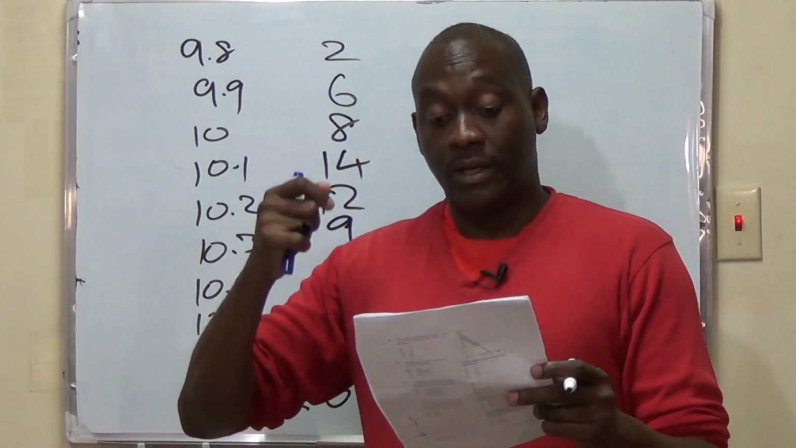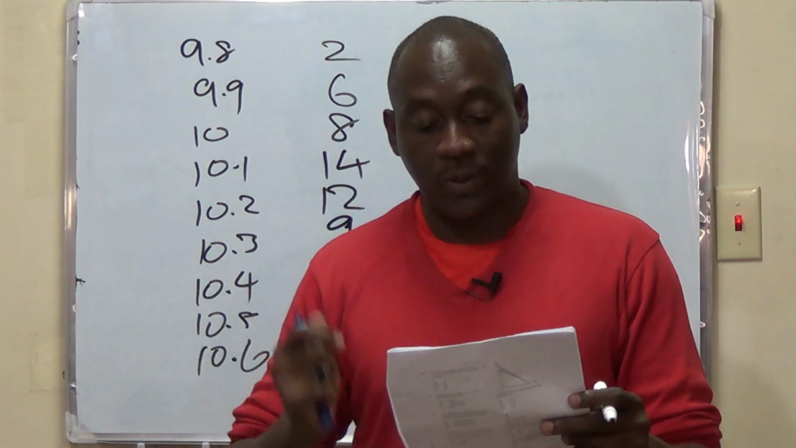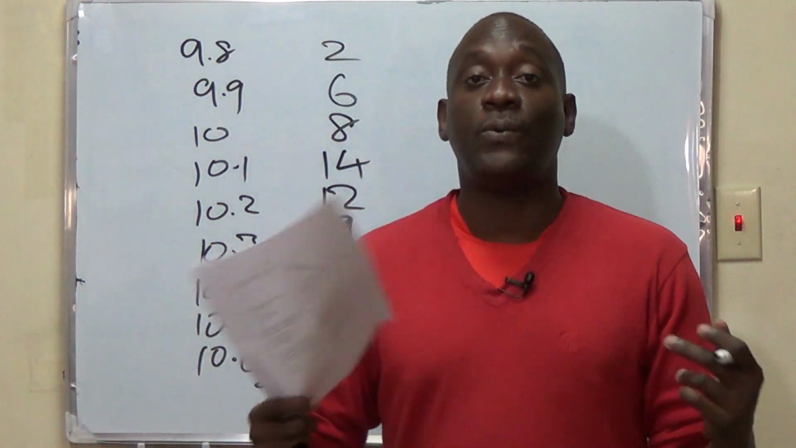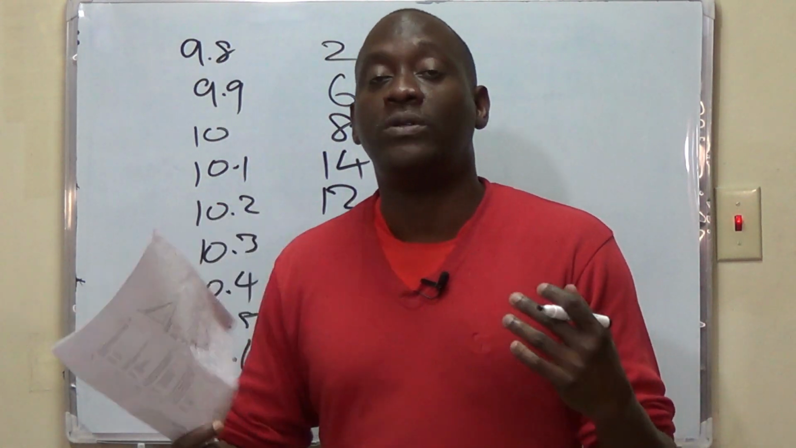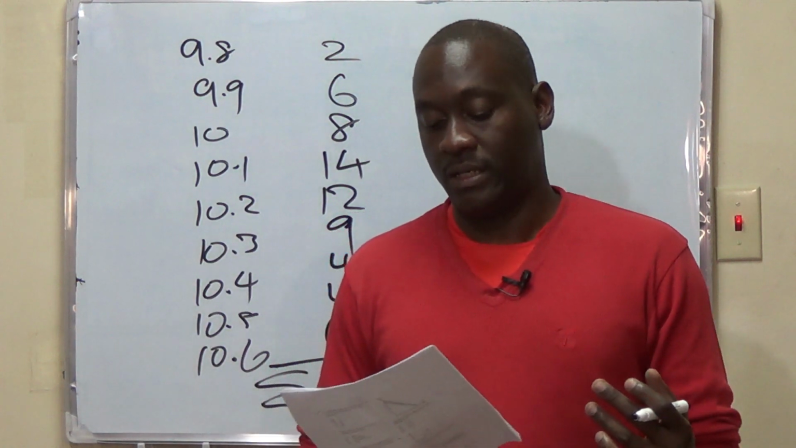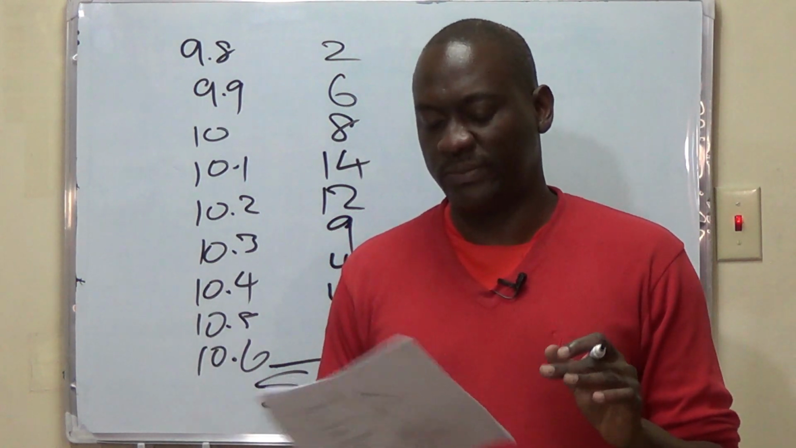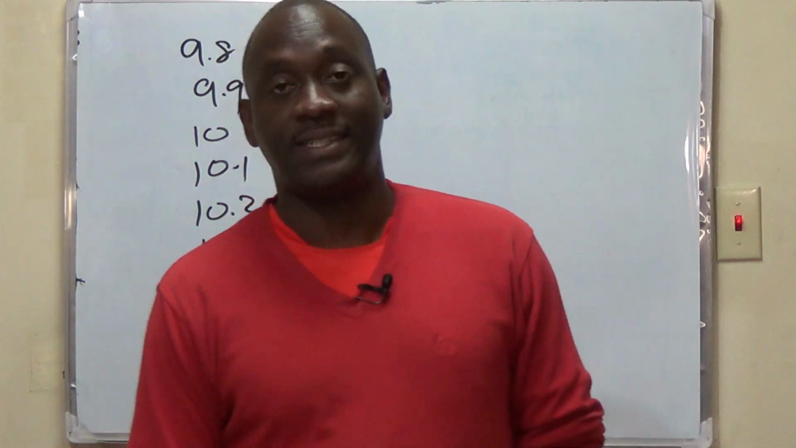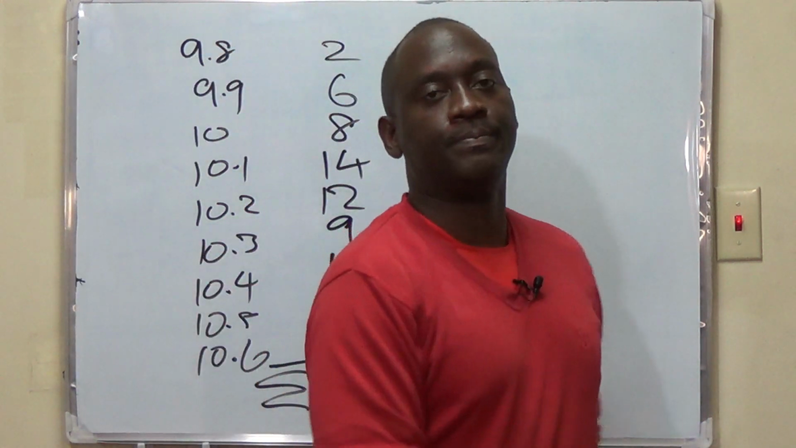Good? The next question. What is the modal weight? The modal weight is simply the weight that occurs most frequently. Good? So, alright. We can do that over 1, 2, 3, 4, 5, 6, 7, and boom!